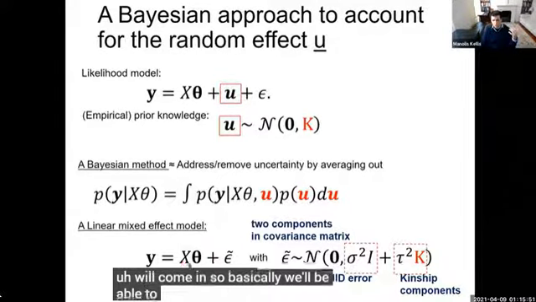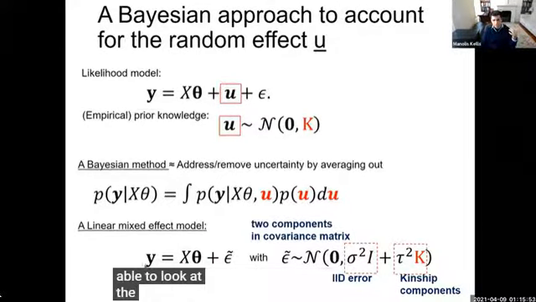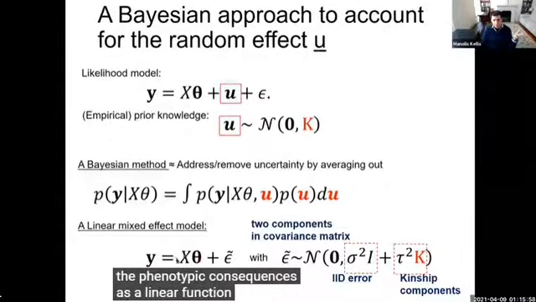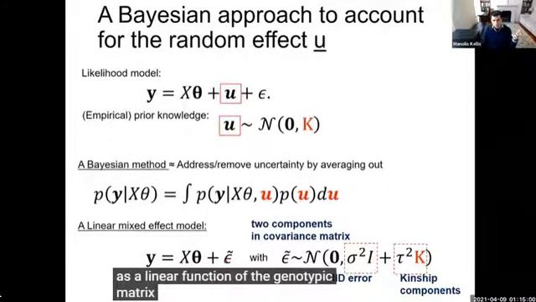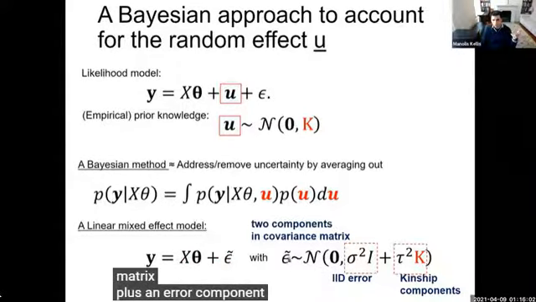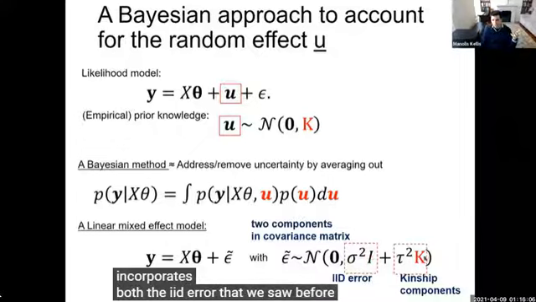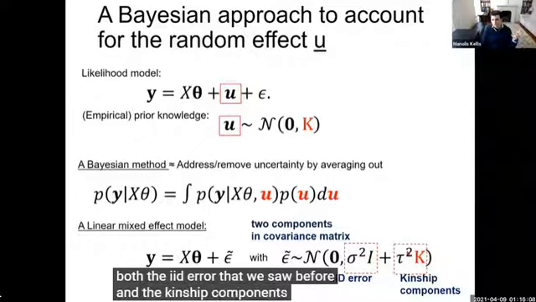So basically, we'll be able to look at the phenotypic consequences as a linear function of the genotypic matrix plus an error component that incorporates both the IID error that we saw before and the kinship components, which is the relatedness.